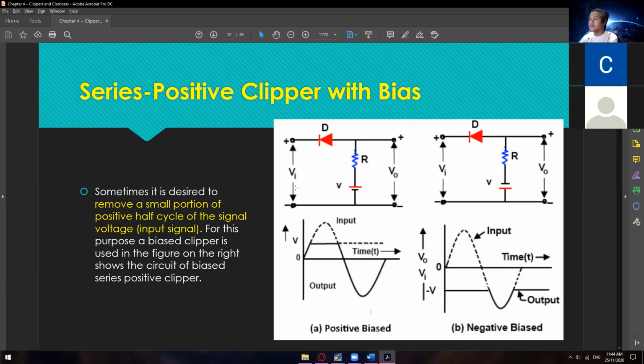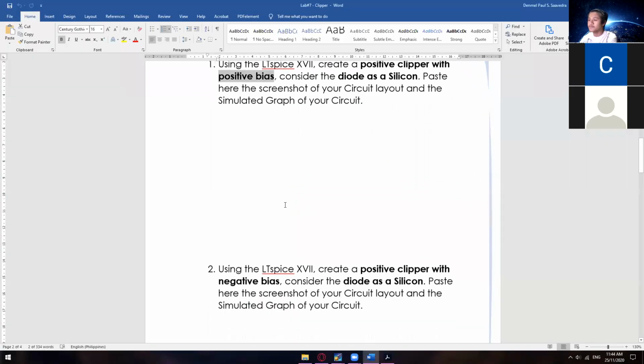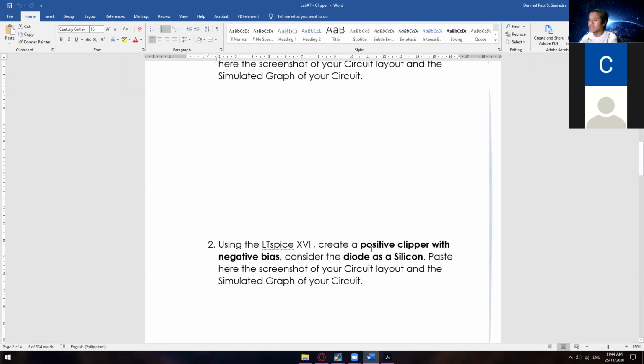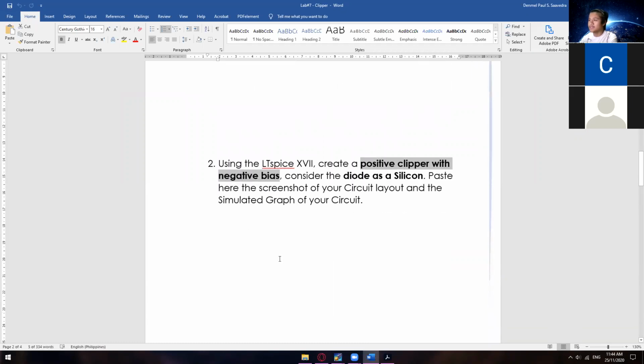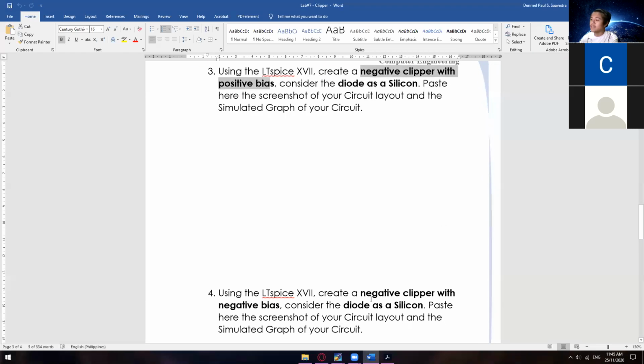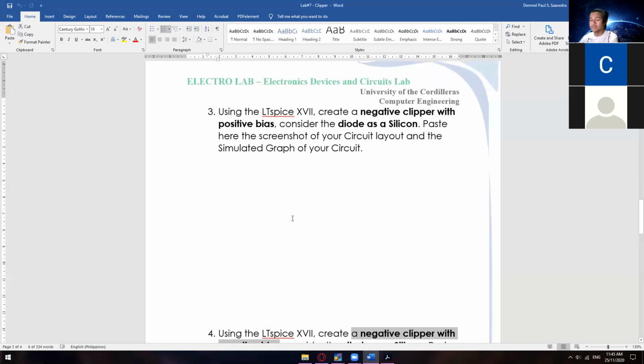So this one is the positive clipper with positive bias, and this one is the positive clipper with negative bias. And then for negative, we have the same. It's just that this one will clip the negative side. So we call this one negative clipper with positive bias, and then negative clipper with negative bias. So that's for 3 and 4.